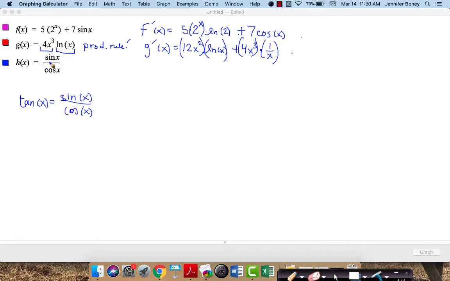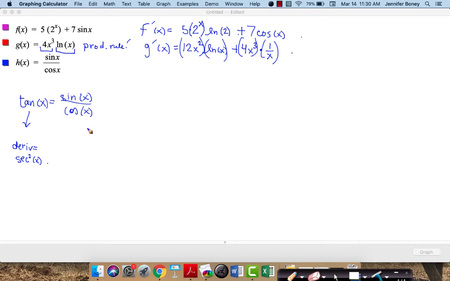If I can find the derivative of h of x here, it should come out to be what we just saw on the previous page. It should come out to be that the derivative of this quotient is the same as the derivative of tangent of x, which we saw was secant squared of x. So I'm going to jot that down here and see if we can't get that to appear as our answer.